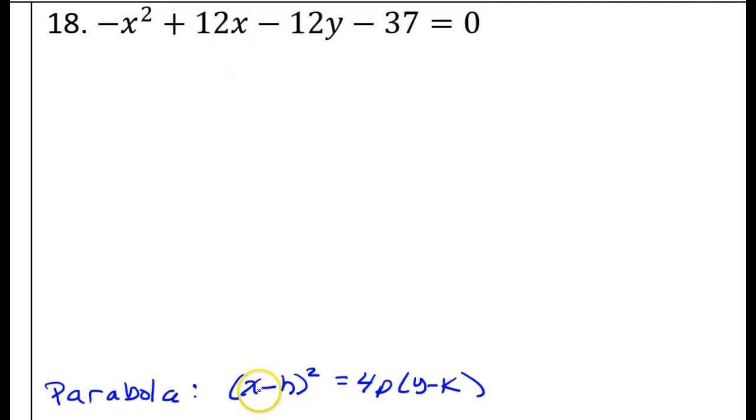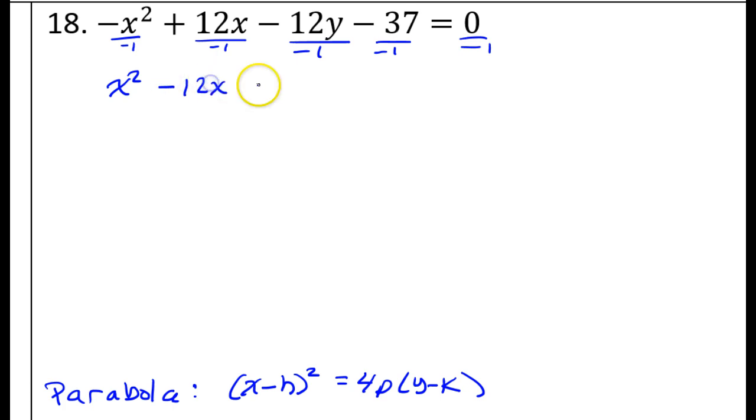Since I want the x squared on the left, I'm going to leave the x stuff over here on the left, and I'm going to move the y stuff to the right, and the constant. One thing that's kind of bothering me, I'm not liking the fact that there's this negative sign here. So I think I'm just going to divide everything by negative 1 right at the beginning, just to get that out of the way. So then I'm going to have positive x squared minus 12x plus 12y plus 37 is equal to 0. I feel better about that.